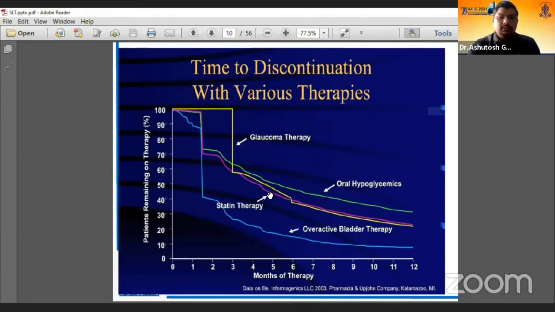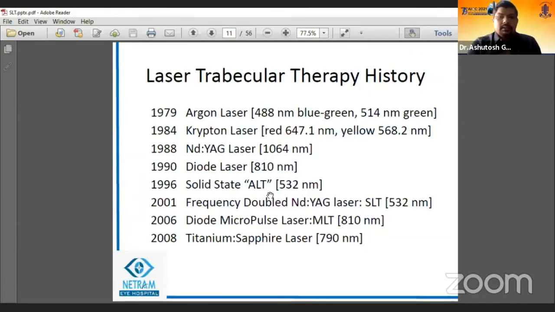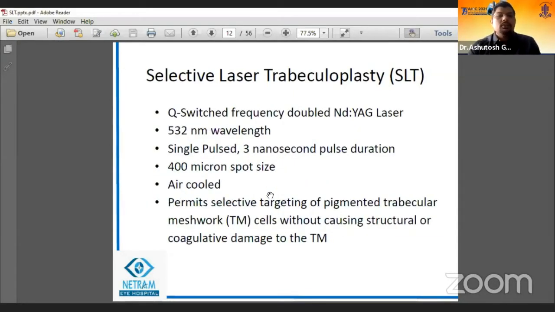with compliance and adherence. So this is the history of the introduction of laser therapy into ophthalmic practice over time. And SLT was launched 2 decades ago by Dr. Mark Latina, and it is a Q-switched frequency-doubled Nd:YAG laser. If time permits, I'll show you a video of how it works. It's a single pulse, 3 nanosecond pulse duration, fixed 400 micron spot size laser.